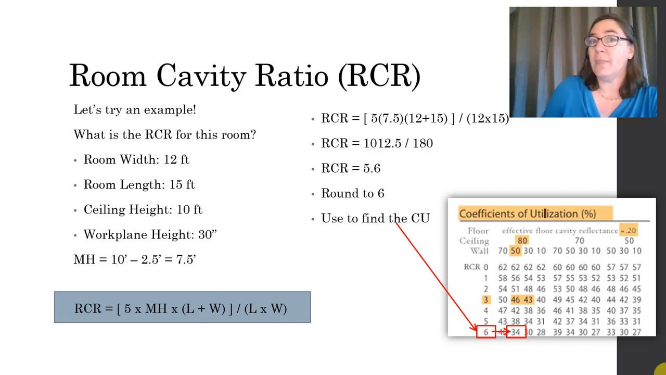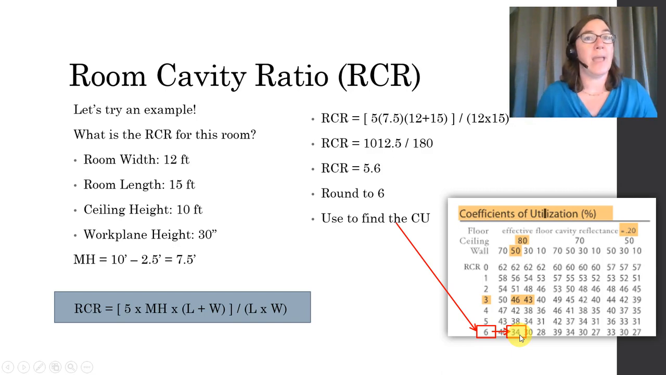All right. In the example in your textbook, if we select that particular luminaire, all right, coefficient of utilization, we found the floor reflectance, ceiling reflectance, wall reflectance. Look down this column. Now we need to know the room cavity ratio. Go ahead and find 6, and we'll end up with a coefficient of utilization of 34.